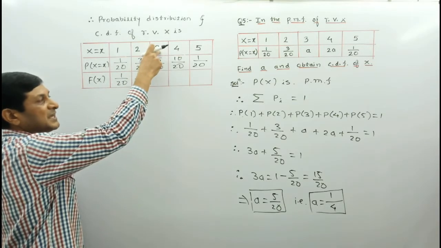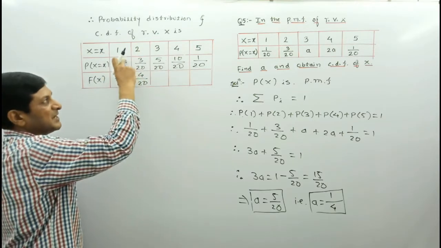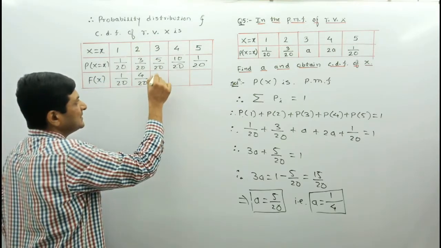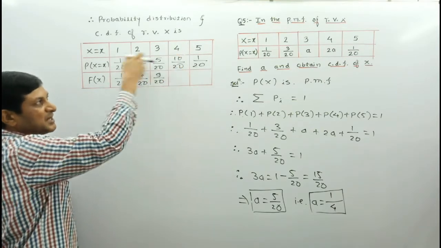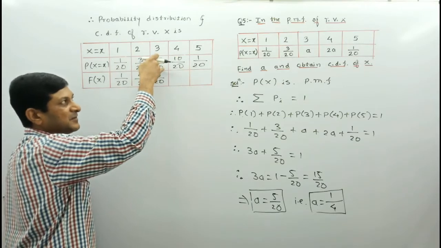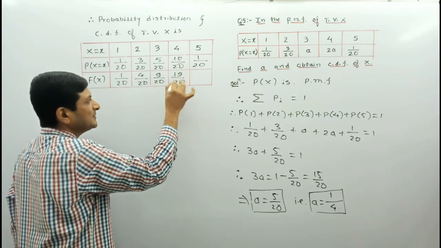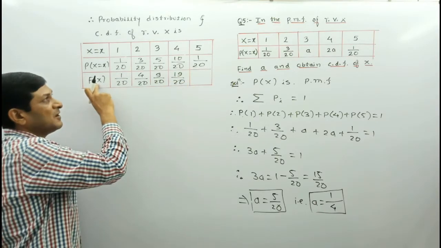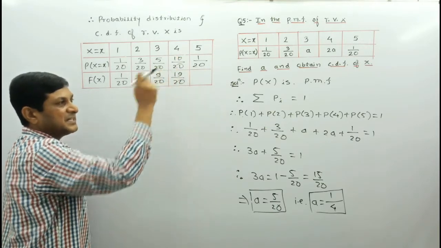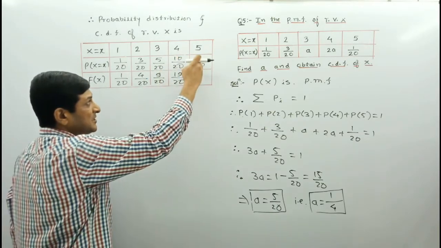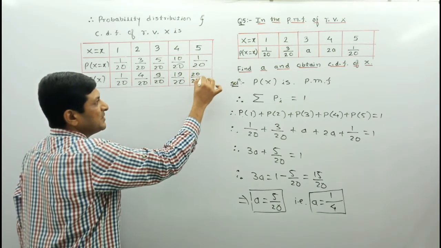Again if I am substituting x is equal to 3 here, so what is the probability of all the first 3 probabilities? 1 plus 3 is 4, 4 plus 5 is 9, 9 by 20. Then take the sum of all the probabilities up to 4. अभी तक यहाँ तक तो 9 by 20 मिला. 9 by 20 plus 10 by 20 will be 19 by 20. And lastly x is equal to 5. चलो 4 तक के probability की sum कितनी है? 19 by 20. And 19 by 20 plus 1 by 20 will be 20 by 20. And 20 by 20 will be equal to what?